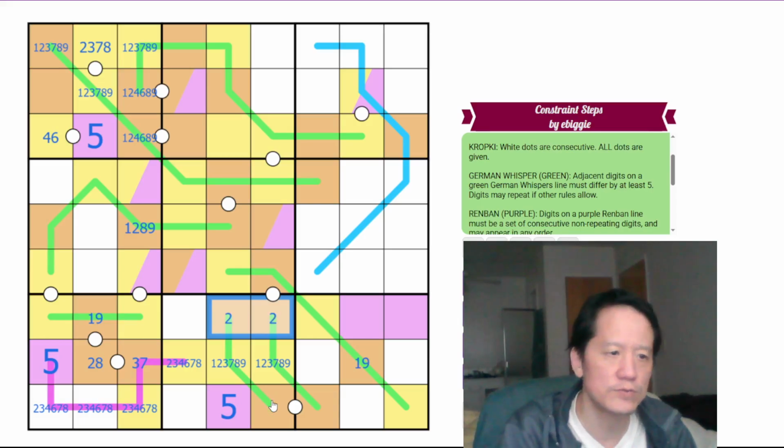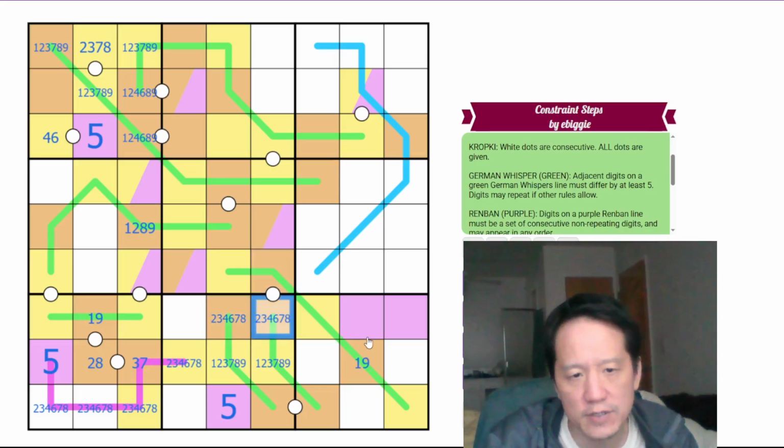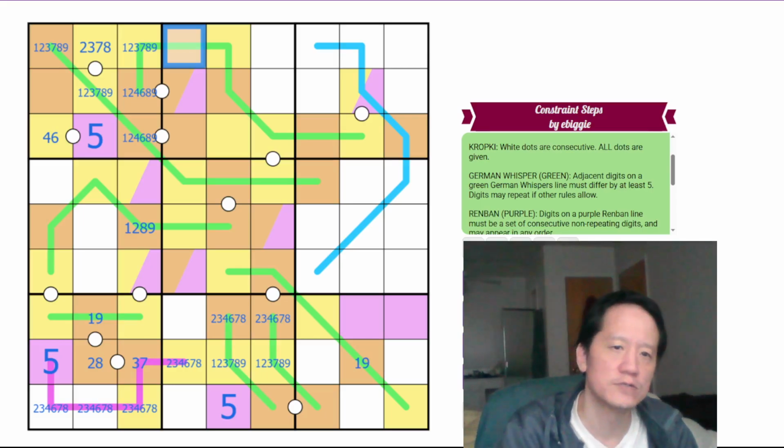It's 2, 3, 4, 6, 7, 8. But this is consecutive. Could be. We don't know about that one. This is next to two unique digits, so this is 1, 2, 3, 7, 8, 9.